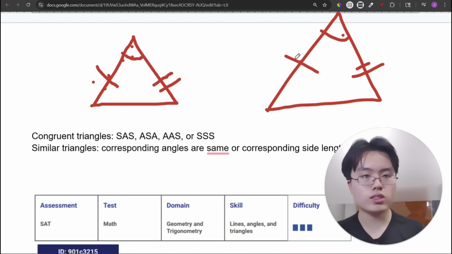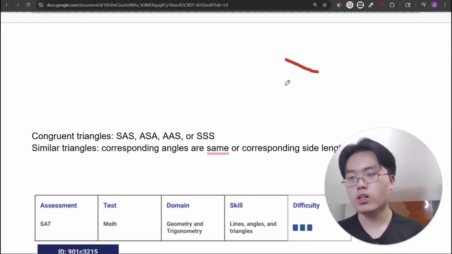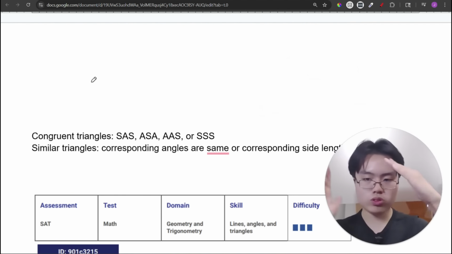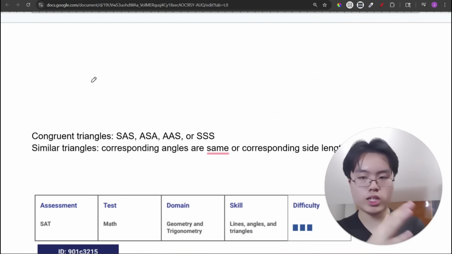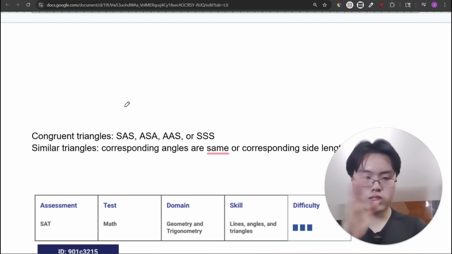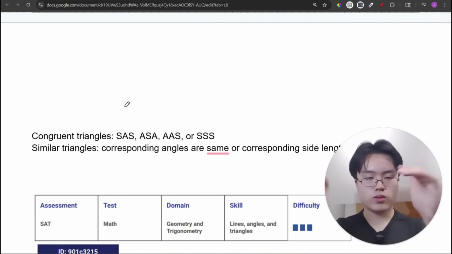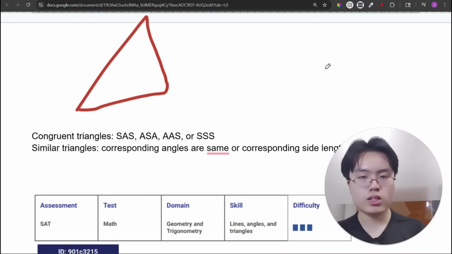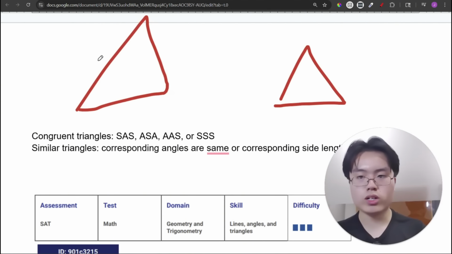So if you have 2 triangles, and there are sides and angles, and there's a side right next to that angle that are the same for the 2 triangles, then these 2 triangles are the exact same triangle. They're congruent.